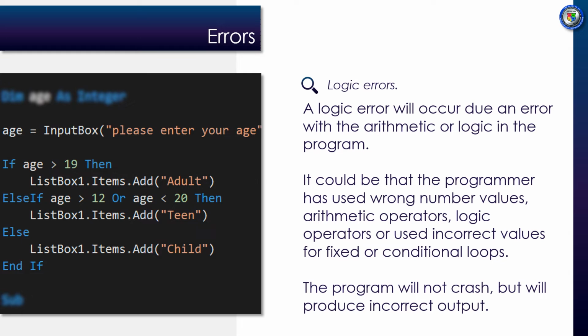Our last type of error is a logic error. This type of error will normally occur due to an error with the arithmetic or logic in the program. A programmer could have accidentally used the wrong number values, the wrong arithmetic operator, or logical operators. This type of error will not crash the program, but will certainly produce incorrect output.